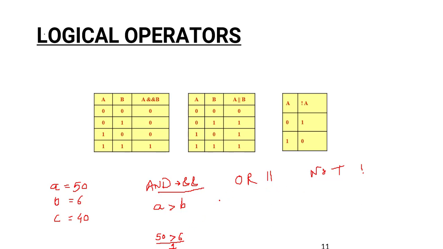Similarly, if I write here A greater than C, now you can see A is what? A is 50. And what is C? C is 40. So again, 50 greater than 40. What you will get? It's going to return a non-zero value. Non-zero, that is 1. So it's true.